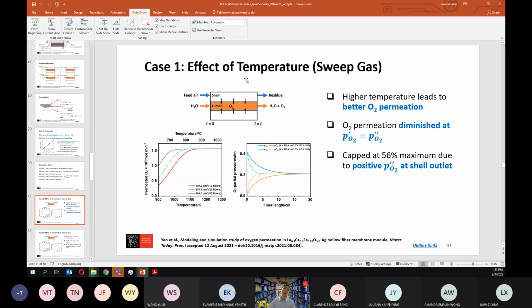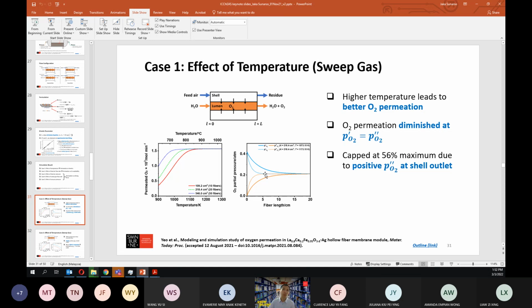Okay, so these are the configurations that we use in this first simulation. We are using a parallel configuration in here. And this shows the oxygen partial pressure at different fiber length. You can see that when the oxygen partial pressure in the feed side meets with the oxygen partial pressure in the permeate side, then in essence there will be no more driving force after this particular point. The point where these two oxygen partial pressures meet each other is called the equilibrium point.